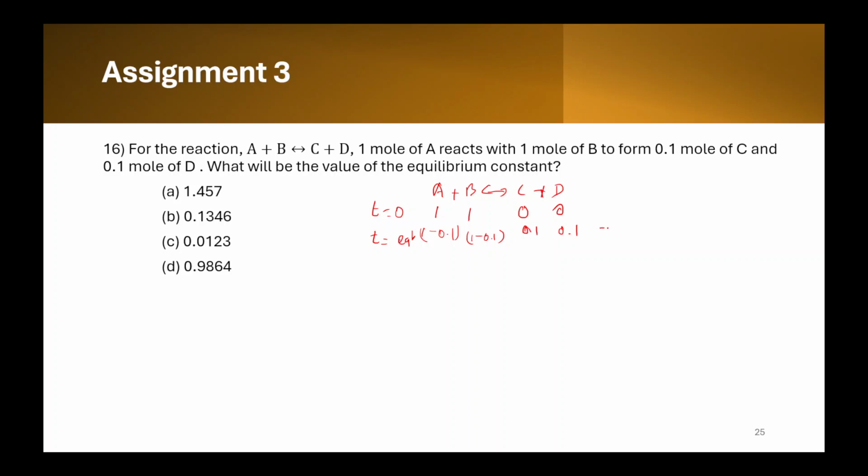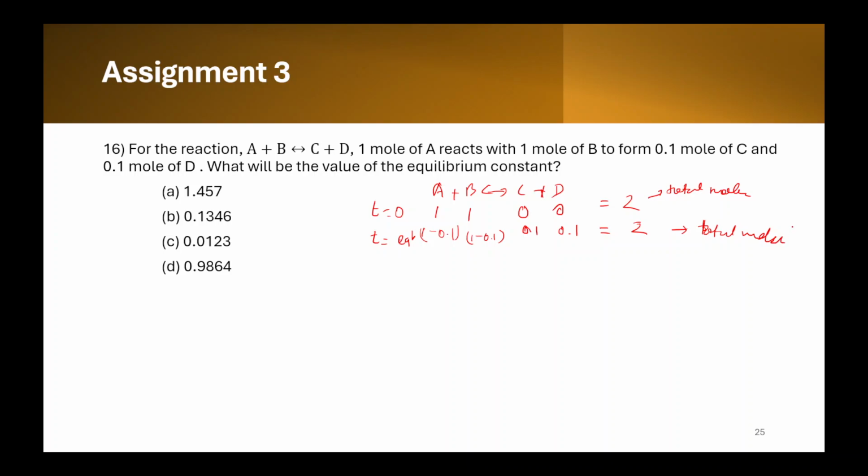Alright, so if we calculate the total moles here, 1 plus 1 will be 2. Again, 1 minus 0.1 plus 1 minus 0.1 plus 0.1 plus 0.1. So minus minus plus plus, all the 0.1 gets subtracted, and 1 plus 1 we get 2 again. So total moles is 2. That remains intact throughout the reaction.